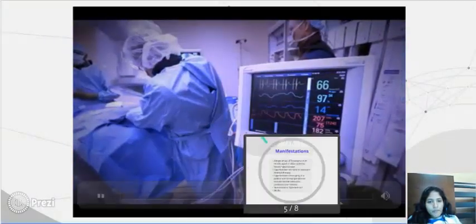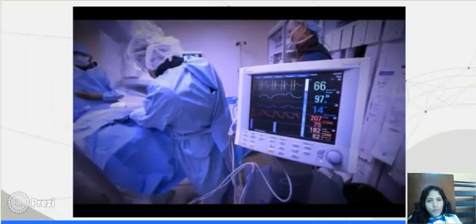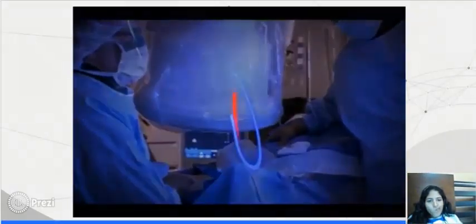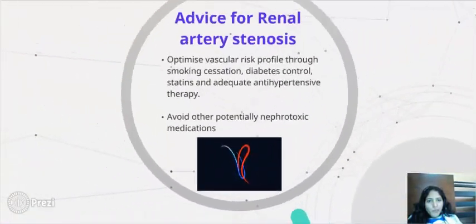A stent, of course, is a metal scaffolding. This is done under local anesthesia, sometimes with mild sedation, and we do this in the office operating rooms.